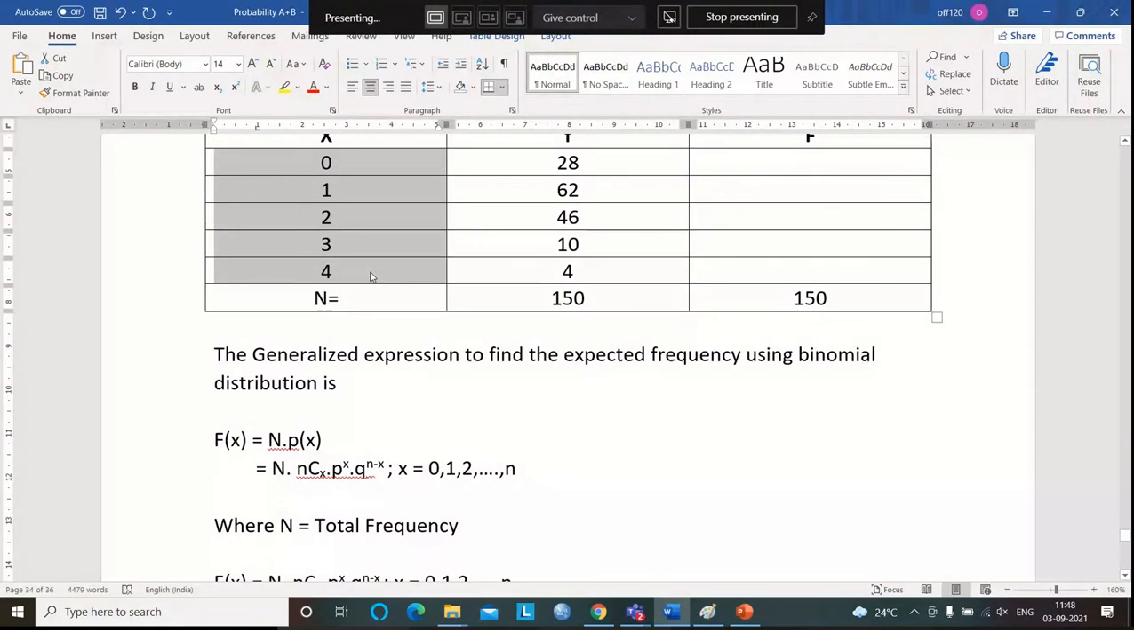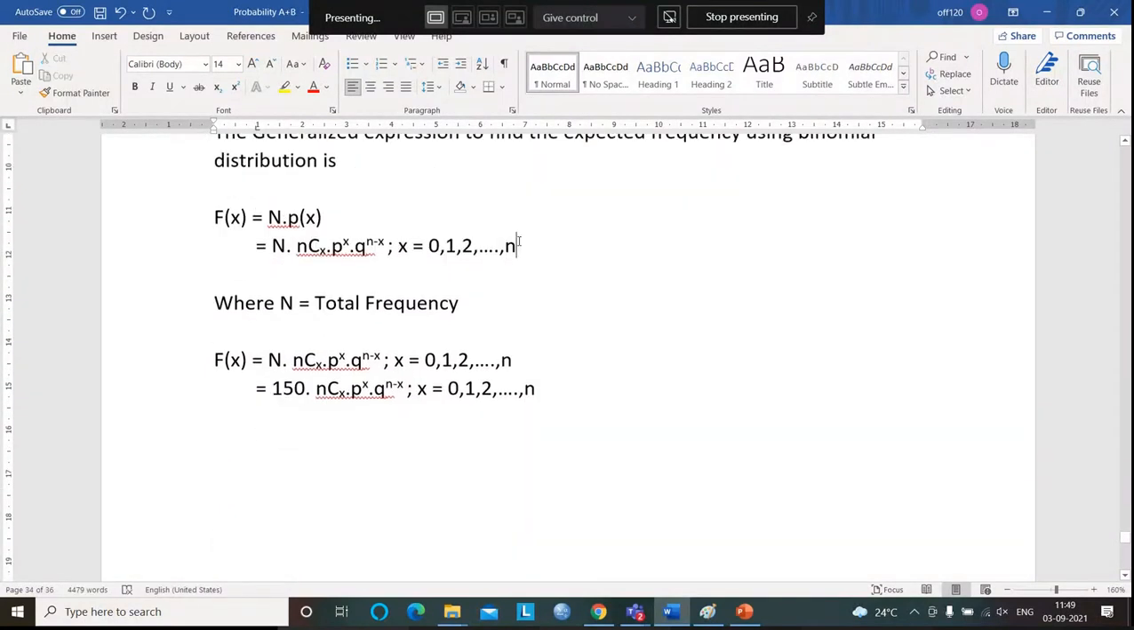Actually, 5 observations. But in binomial distribution, this highest value is called small n, because the maximum number of successes we can have is how many? 4 only, right? If 4 events are occurring simultaneously, the maximum number of successes is also 4, but not 5. If I take n value equal to 5, can I get 5 successes at a time? No, because the event is only up to 4, right?